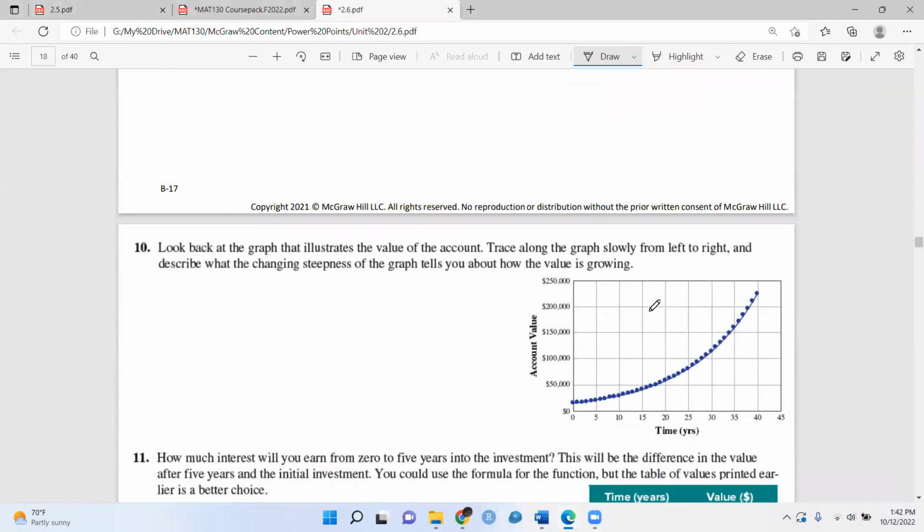So now what we're supposed to do is look at the graph, like what's happening as we move left to right. The value is increasing faster over time, right? If it was linear, the increase would stay the same and look like this. But as we get further and further out, the value gets larger and larger, faster and faster and faster.